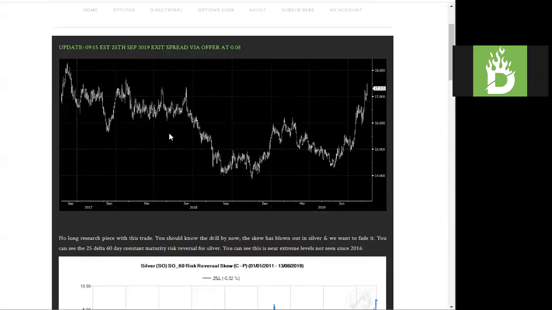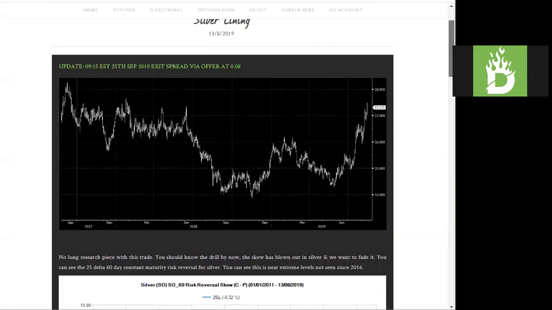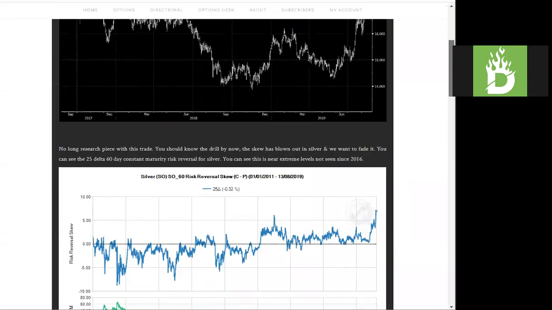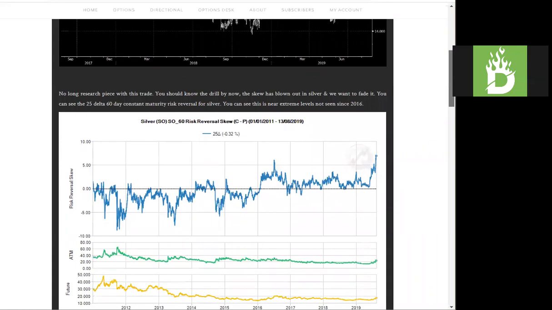Right, so silver. Now, silver lining, why is it called that? Because the idea behind this was, we missed this parabolic move in silver. So for me, the silver lining was the fact that we could try and make up the bucks out of the skew, very similar to the corn before. Obviously, a blowout to the upside in the risk reversal.